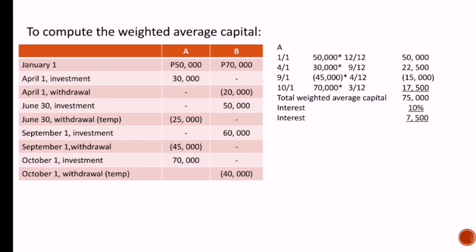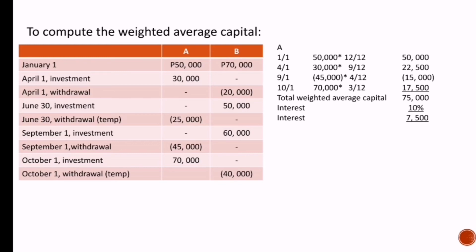So nag-jump tayo sa September 1. Ang withdrawal mo is 45,000, pero September 1 ka na nag-withdraw. So ibig sabihin, yung 45,000 na ito, nagamit mo pa siya ng ilang buwan.